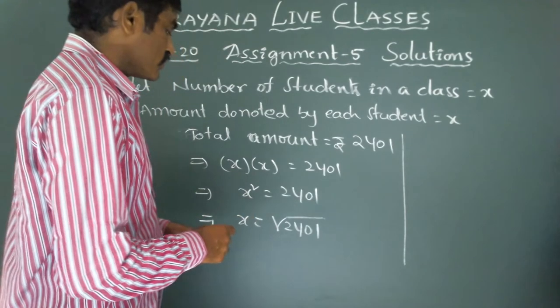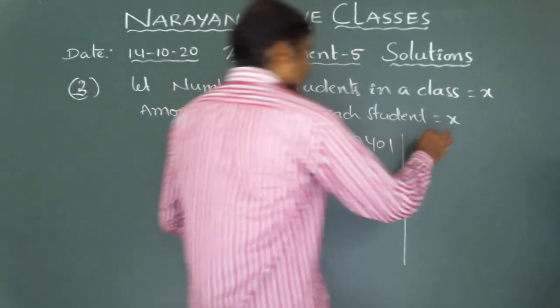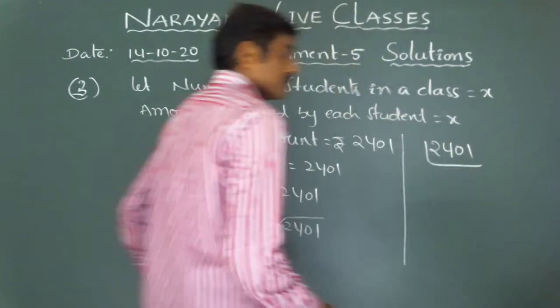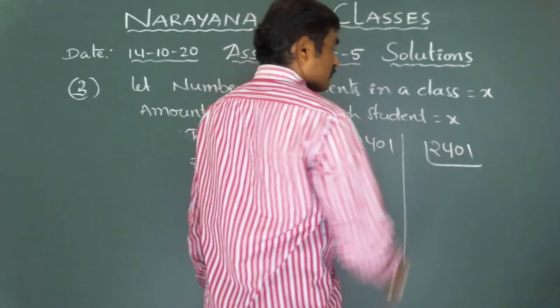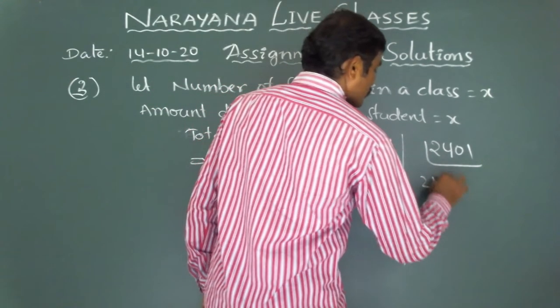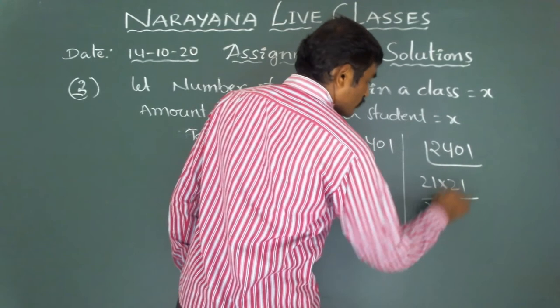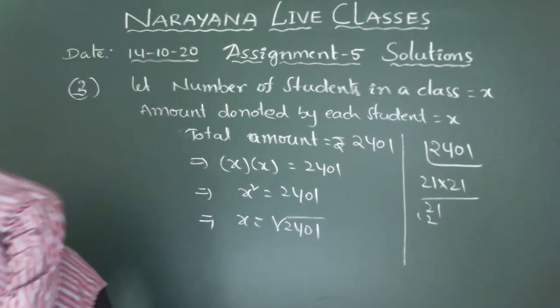The square root of 2401. By which number will it be divided? 21 into 21 is equal to how much? 2 ones are 2, 2 twos are 4, so 441.